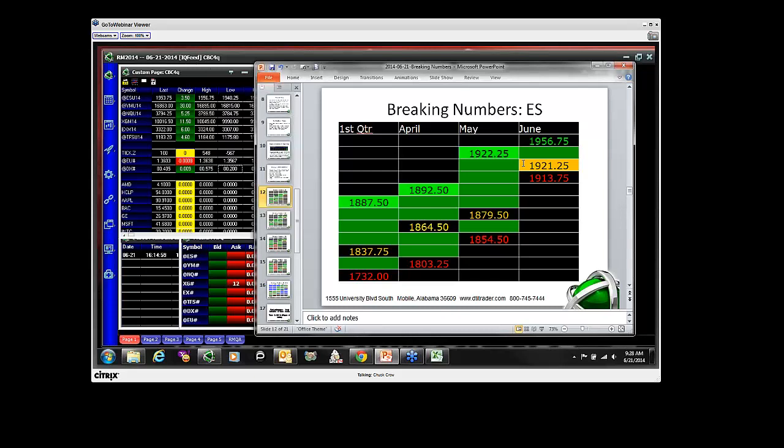But the key is that we are looking not at the distance the market needs to travel, but at the number it needs to travel to.